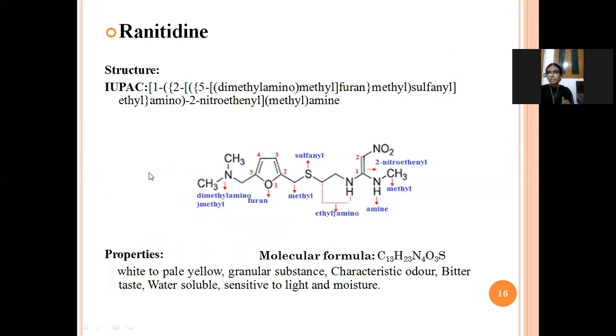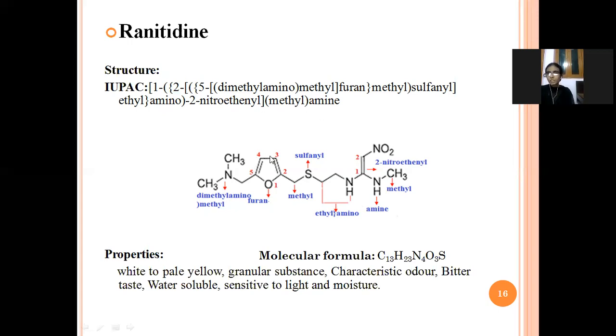Next drug is ranitidine. So this is the structure of ranitidine. And the IUPAC name is 1, 2, 5 dimethyl amino, methyl, furan, methyl, sulfonyl, ethyl amino, 2 nitroethyl methyl amine.